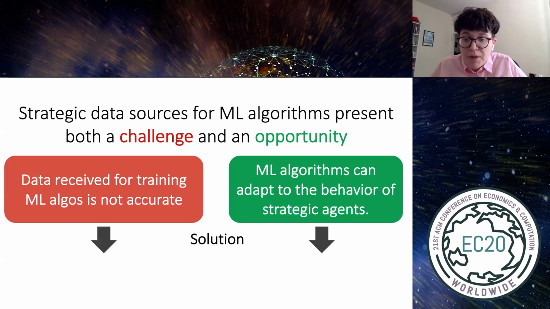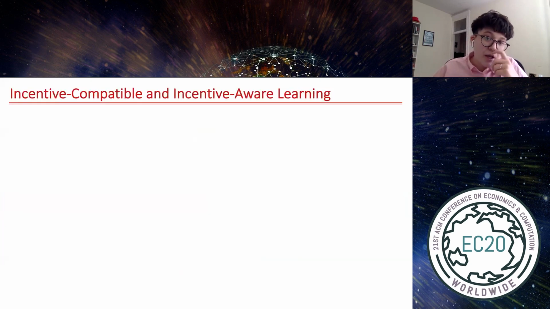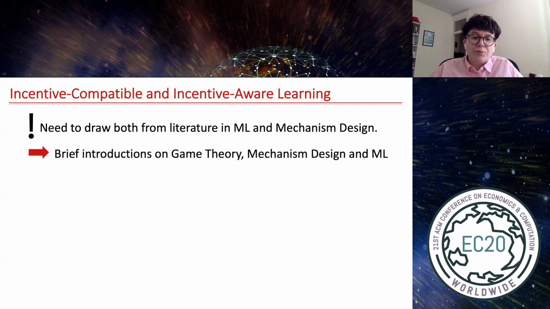So the solutions that many researchers have come up with, and we will be presenting in this tutorial, are, on the one hand, incentive compatibility as a form of robustness to training your algorithms when the data that you receive can be inaccurate. And on the other hand, incentive awareness in order to make your algorithms adapt to the behavior of the strategic agents. To be able to study incentive compatible and incentive aware learning, we need to draw from the literature in both machine learning and mechanism design. And for that, in this tutorial, we start with brief introductions on game theory, mechanism design, and machine learning.